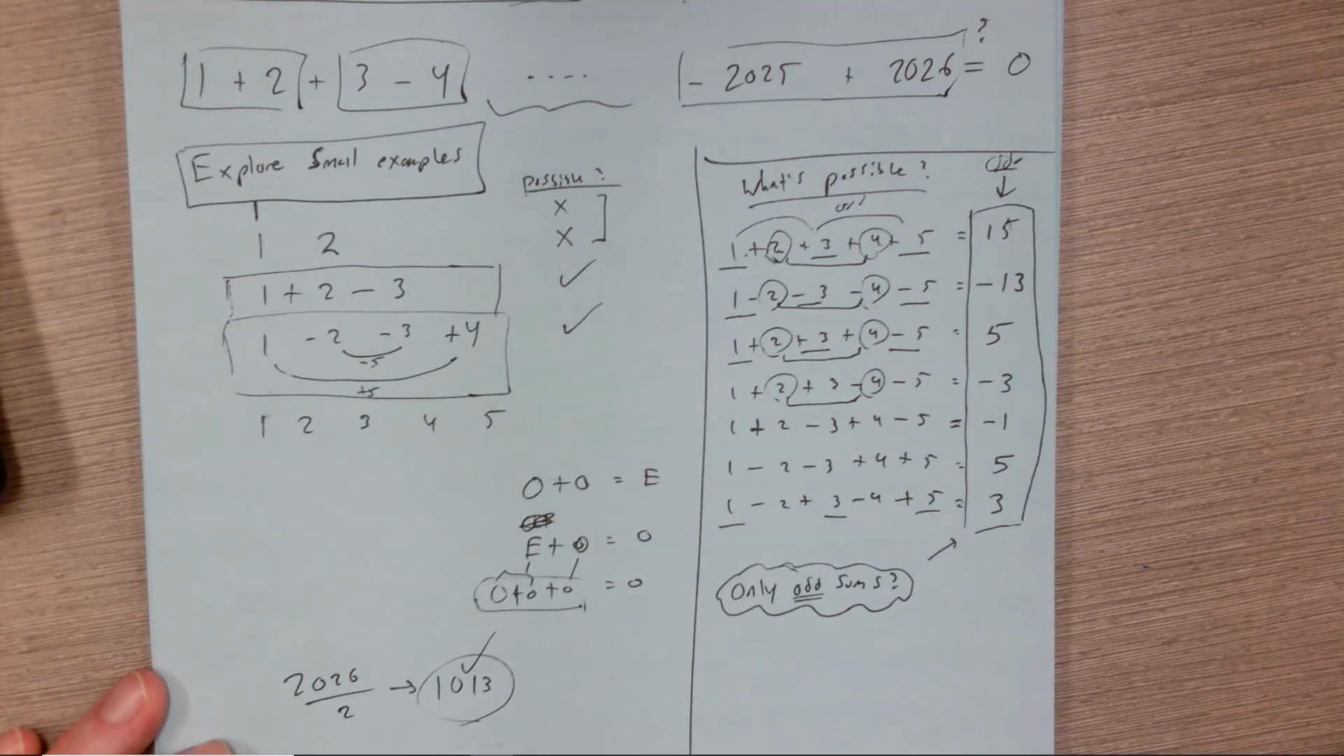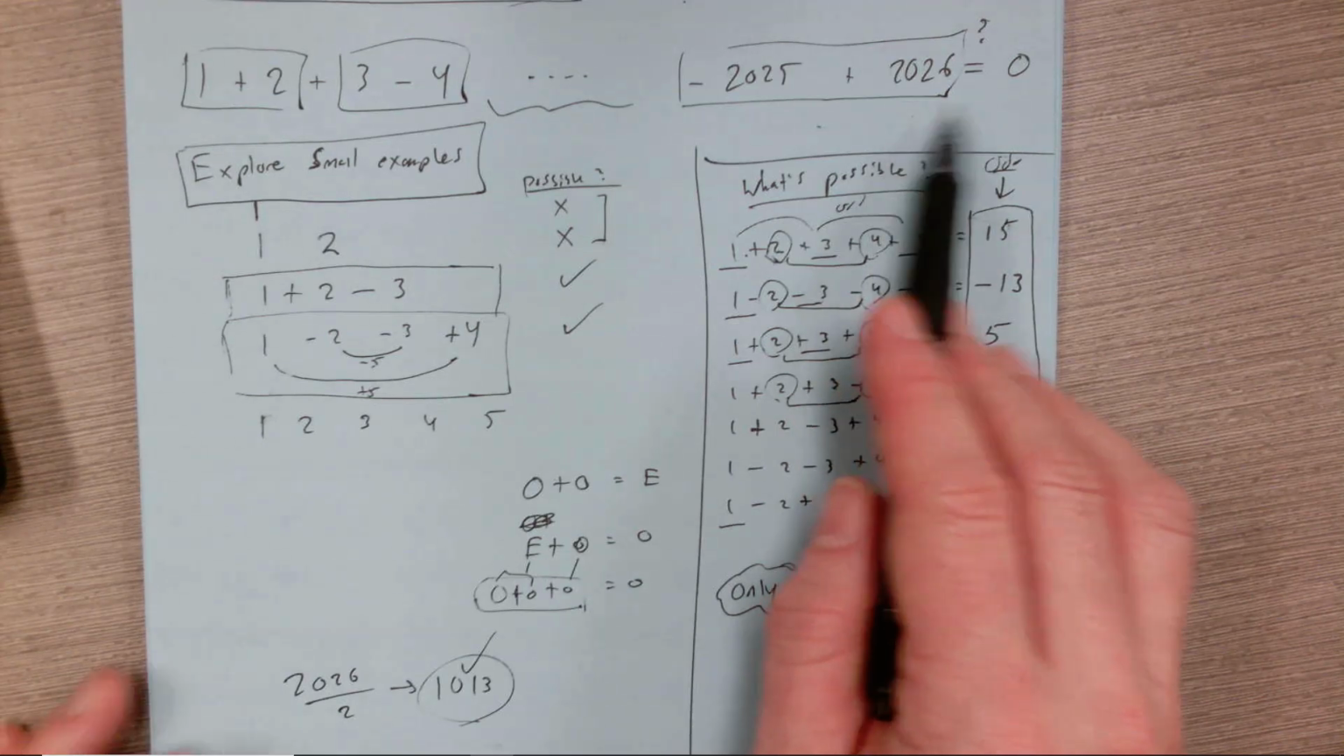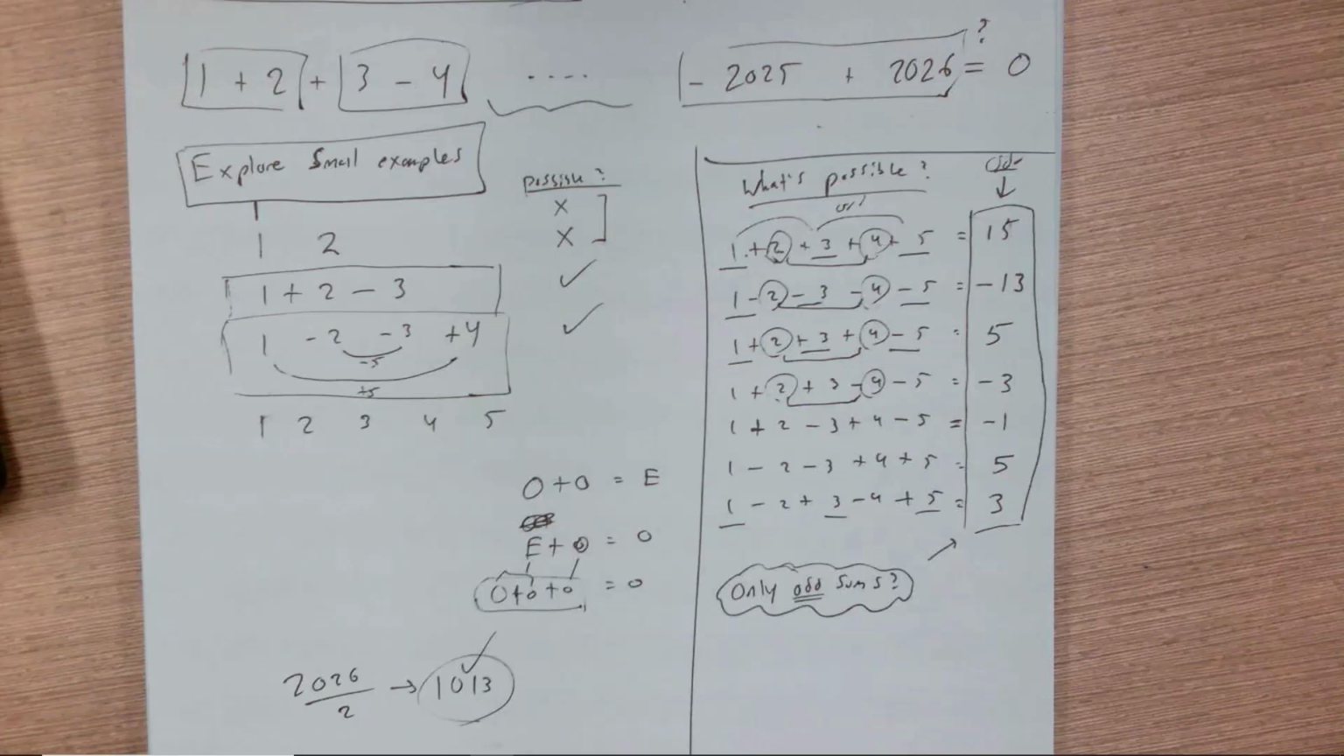And that's an odd number of odds. So for the same reason that I said before, I know that the entire sum, no matter what I do, has to end up being odd, and that means that I can't make 0. So there's our proof.